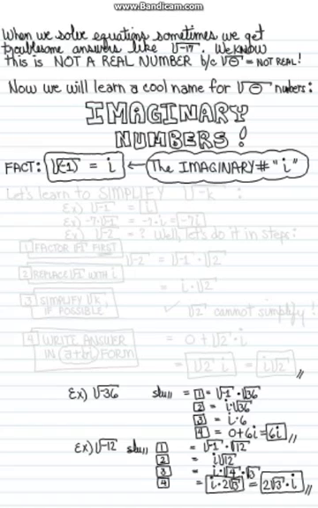Now let's learn how to use this fact. We're going to learn how to simplify the square root of a negative number like negative k. Example, the square root of negative 1. Well, that one's easy. It's just equal to i.